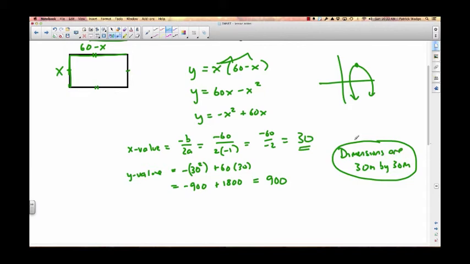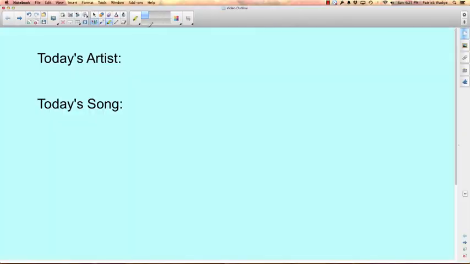What's the maximum area? Well, there's two ways you could figure that out. You could multiply 30 by 30 and get 900, or you could just look at what the vertex gave you. The vertex told you that the maximum area is 900 meters squared. That vertex is a wonderful thing. When you find that, you've found all the information you need.